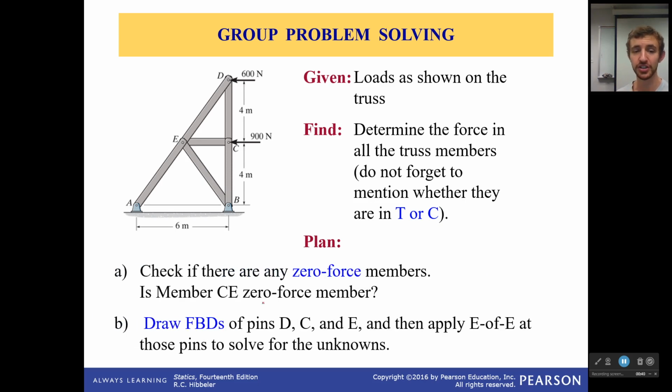So first off, check if there are any zero force members. And ask yourself, is member CE a zero force member? I'm not telling you. You're going to figure it out on your own. And draw free body diagrams of all of these points, D, C, and E, because that should connect to every single member, and you should be able to solve. If you don't have enough, you can always write more. And you can use your equations of equilibrium to solve for the unknowns. Okay. So with that in mind, go forth, try it.